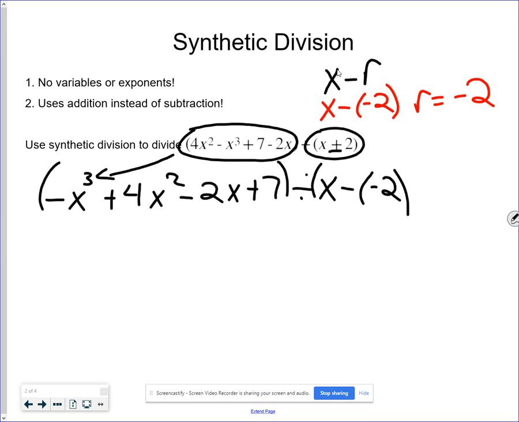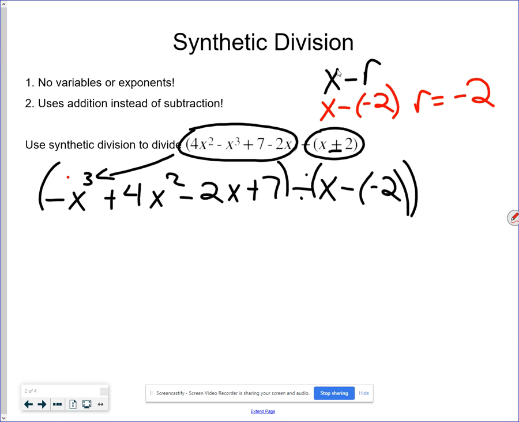And here, if one of our terms had been a 0, we would still make sure to put a placeholder in, because just like in long division when we had a 0 and we did a placeholder, we'd still do that with synthetic division here. But since we don't have that 0, we don't have to worry about that. But now that we have everything all set up, we can go ahead and perform the synthetic division.